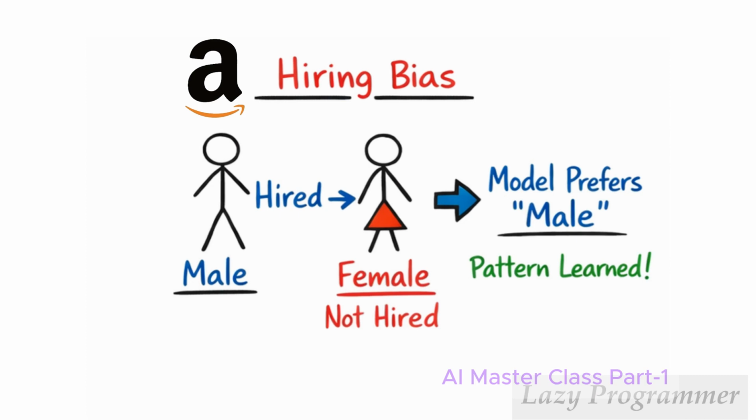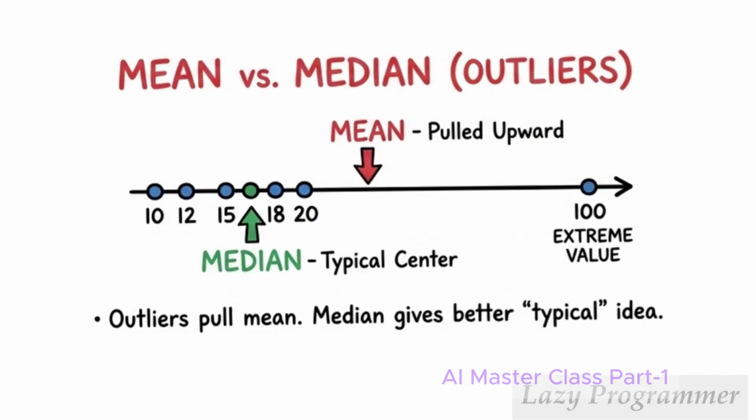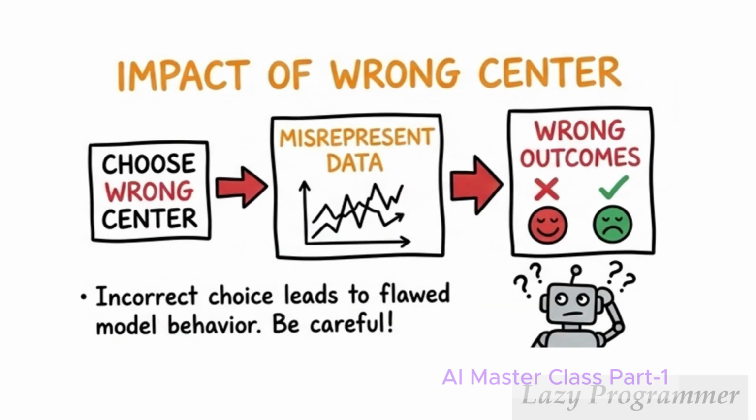Now, mean, median, and mode are all ways to find the center of data. But why do we need three different centers? If we see real world data, it is not always balanced. For example, a few extremely high values can actually pull the mean upward. In such cases, median gives us a better idea of what is typical. In machine learning, choosing the wrong center can misrepresent the data, which will result in wrong outcomes.